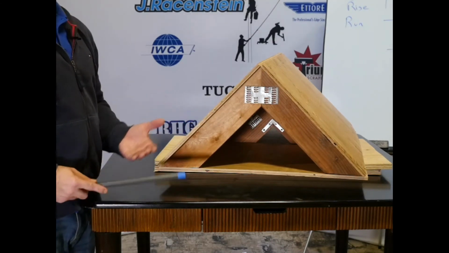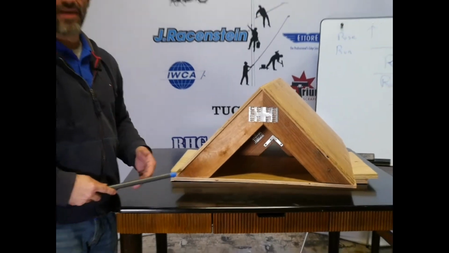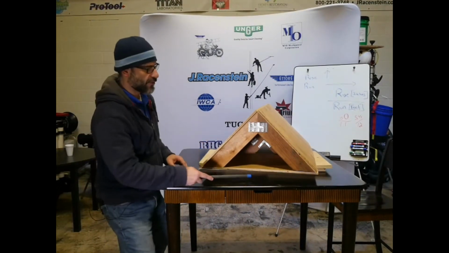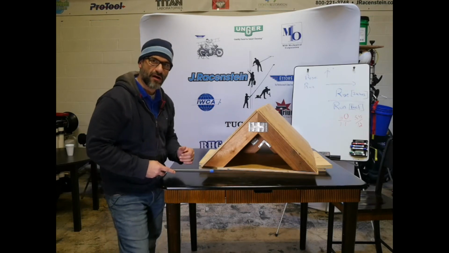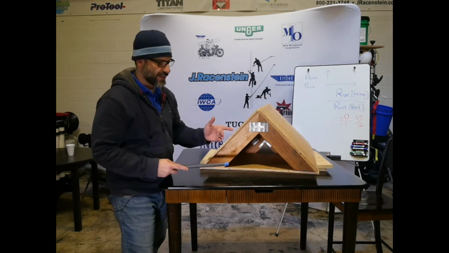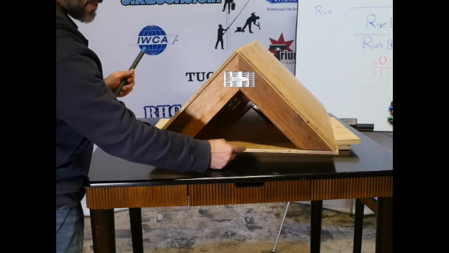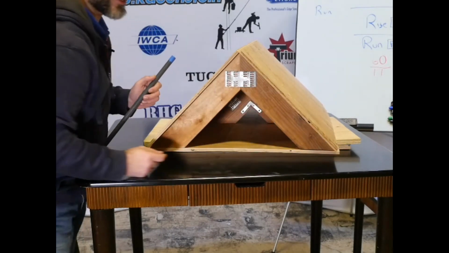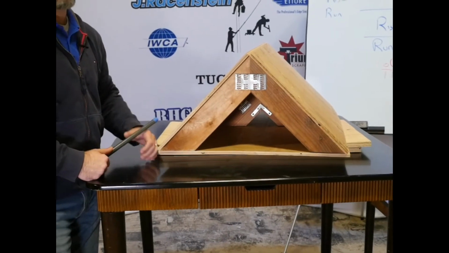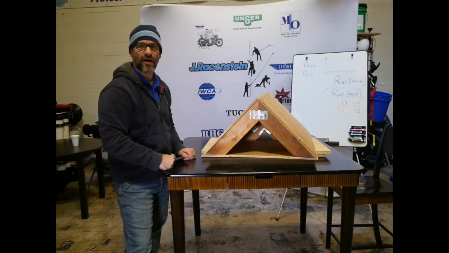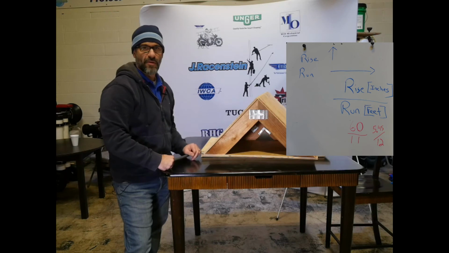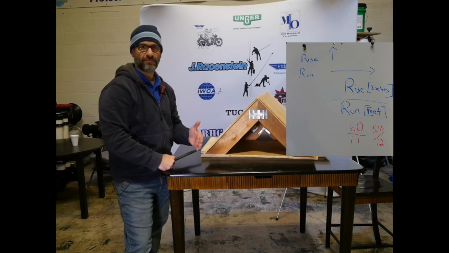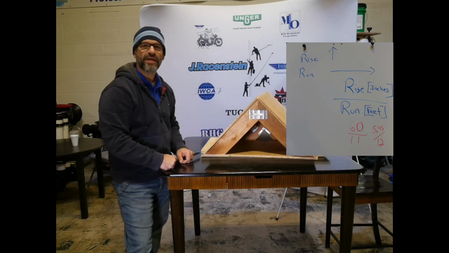What you do then is subtract those two numbers, and that is your rise. That's how far the roof rises up off the frame of the house. The second part of the calculation you need is the run. The run is from the center line here to the end of the roof. There's a simple formula. You can see it here on our board. By dividing the rise in inches by the run in feet, you'll come up with the roof pitch.